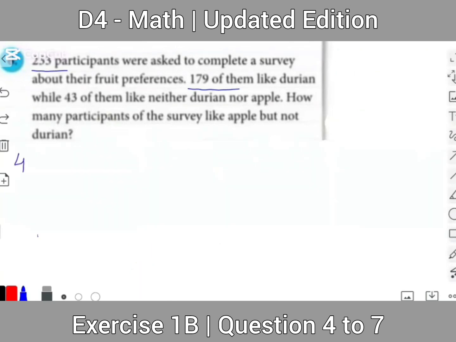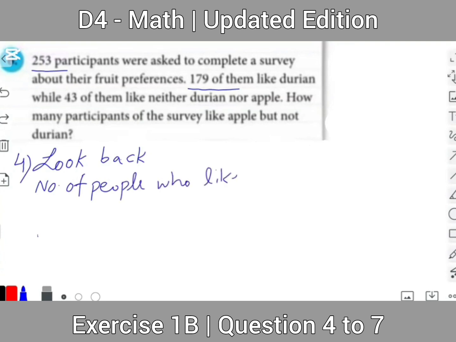Now in step 4, we will look back to check whether our solution is correct or not. The number of people who like durian is equal to 179.